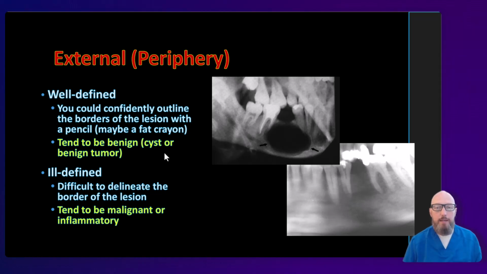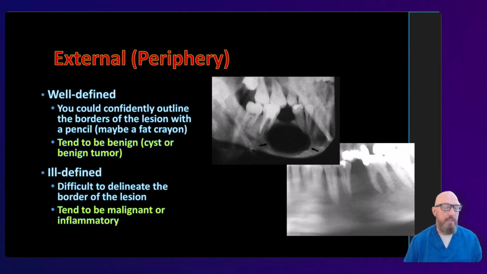Hello and welcome back. Now we move from L to E in our lesions acronym. The E stands for external, the periphery of the lesion. Honestly, this is usually where I start when I'm describing a lesion. In some ways, E is even more important than L because it's the first thing your eye does. You ask, is this well-defined or is it ill-defined?